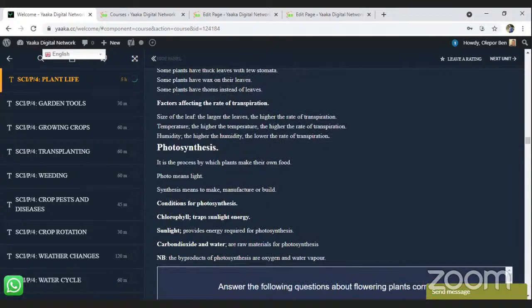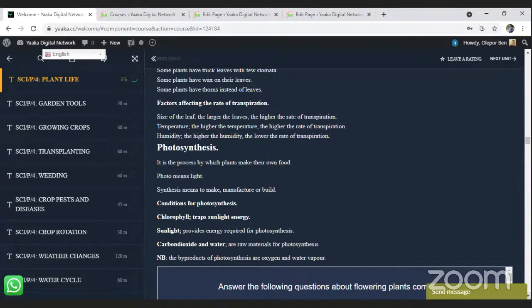Last time we said that there are three processes that take place in a leaf. One of them is photosynthesis, the other is transpiration, and then gaseous exchange. Gaseous exchange occurs with the help of the stomata, the small openings found on a leaf. Those are the processes we shall look at next time.